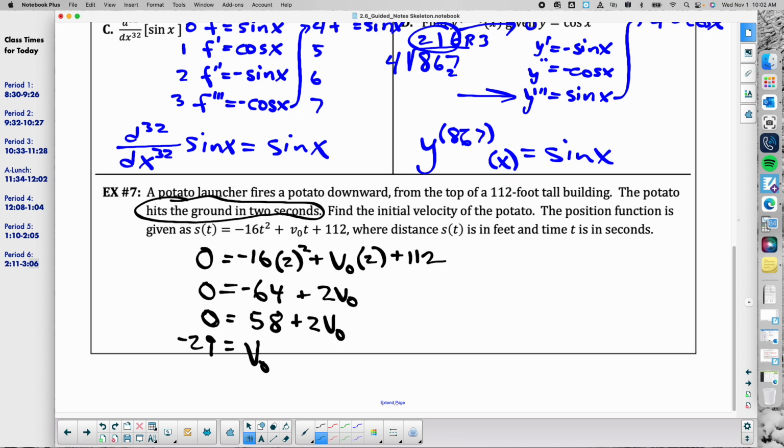Now, what's partially weird about this problem is it doesn't bring it up. It says you fire a potato launcher downward. That actually 100% means straight down. Most people would not do that. Most people would probably fire it at an angle or something. This information would only stand for the current height of the potato, nothing about how far away it would be.